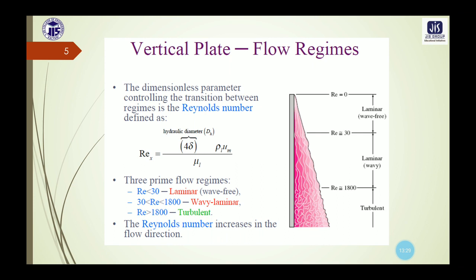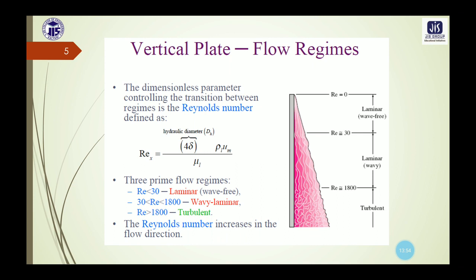So this D is represented as the hydraulic diameter, that is the Dh, which is 4 delta. Now based on the different values of the Reynolds number, we can say whether the flow regimes are laminar or turbulent or in between these two.